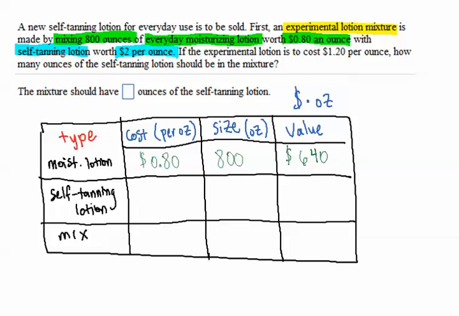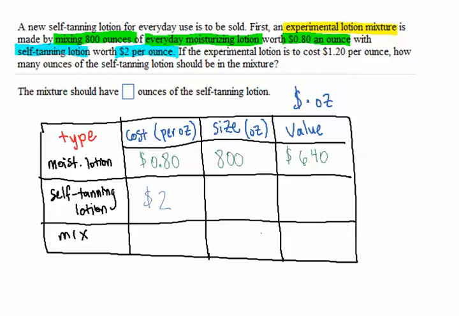Self-tanning lotion, it is $2 per ounce. Oh, and I wanted to go with blue. You can be colorblind. It doesn't matter what color you see. It's just whatever I wrote there. Do we know the number of ounces? No. Ah, good. So then we're not going to be able to figure out the value until we have that.